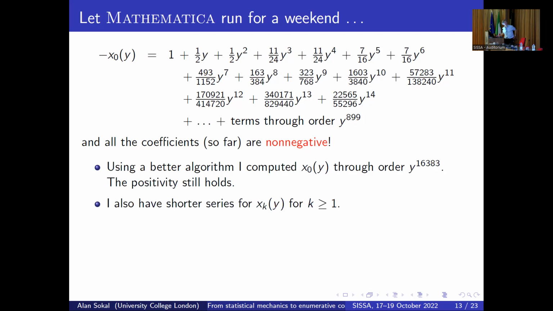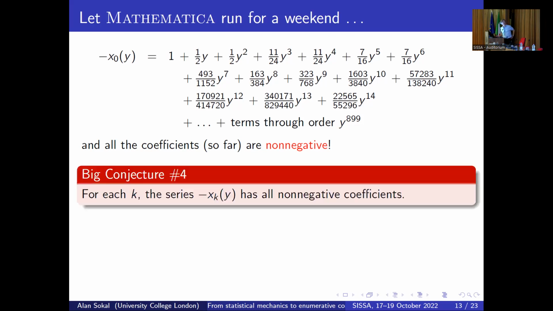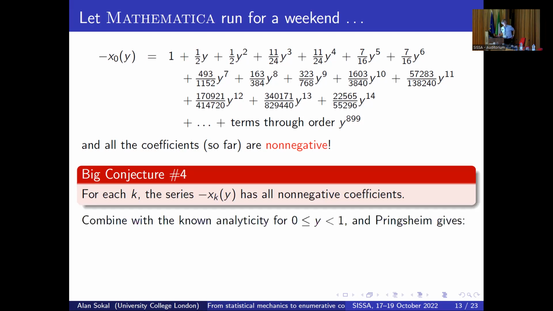I also have shorter series for the higher roots. And again, the coefficients are positive. So big conjecture number 4: all of these series have non-negative coefficients. Now, combine that with the known analyticity.